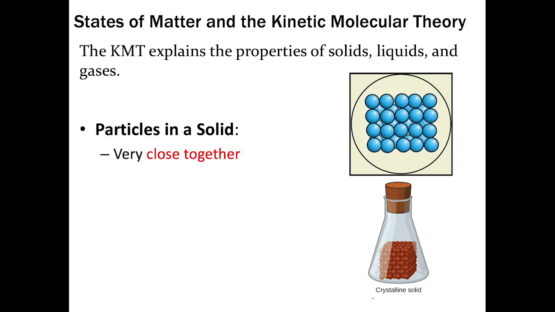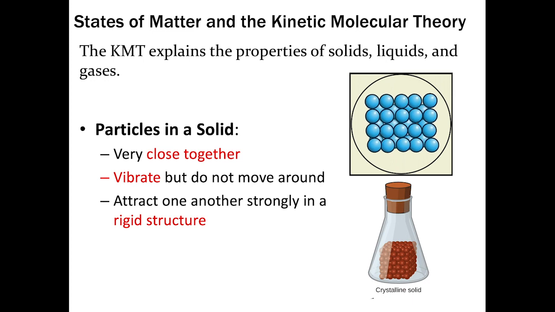In solids, the particles are very, very close together. You can see in my little GIF over here that the particles are very close together. And remember I said they were always in a state of motion, so they move very slightly. They vibrate, but they don't move around, which is why, when you look at a solid object, you don't see it moving or changing shape. The particles are very, very small and only slightly vibrating.